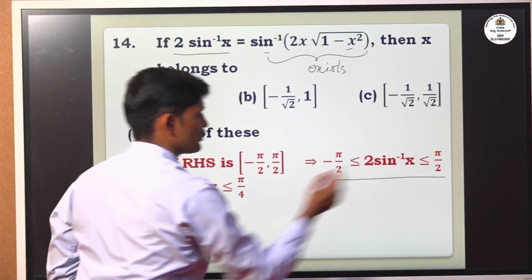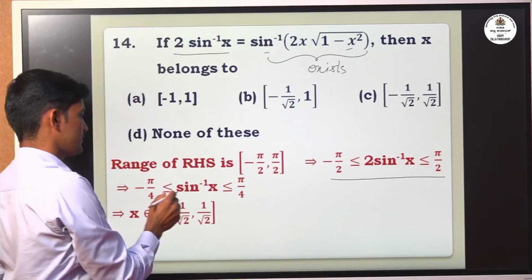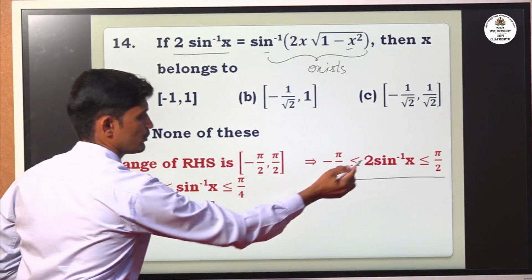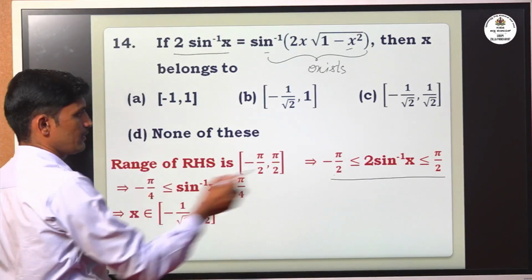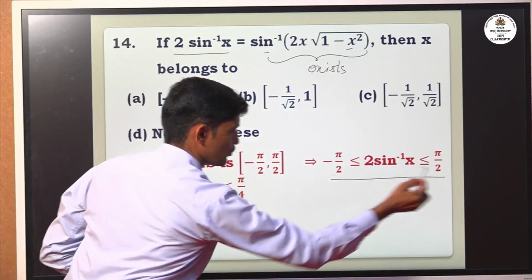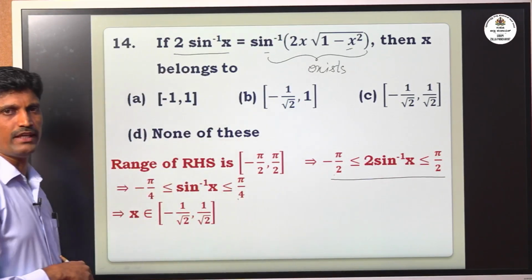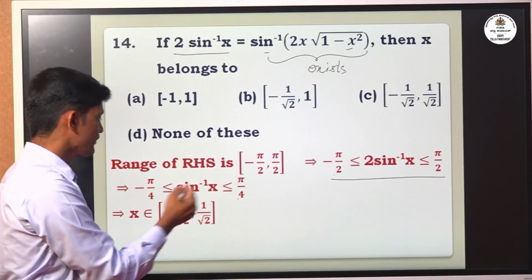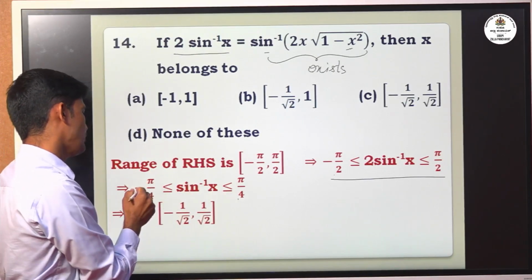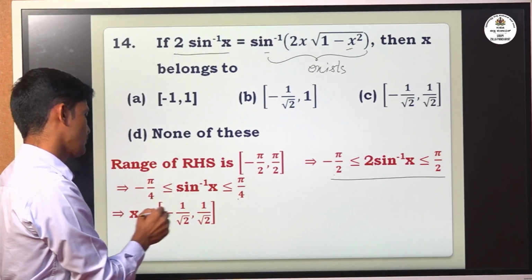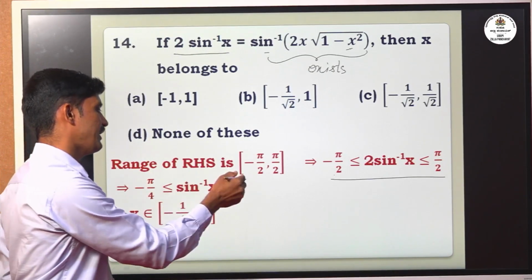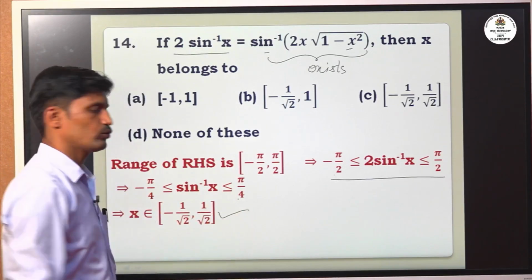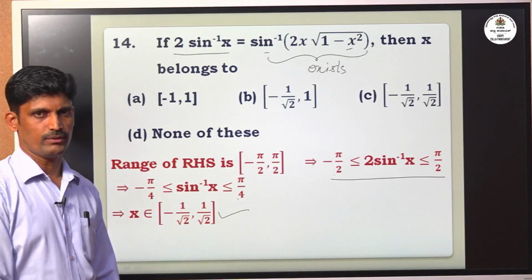Divide this inequality by 2, you will get sin inverse of x greater than or equal to minus pi by 4, and pi by 2 divided by 2 gives pi by 4. So sin inverse of x lies between minus pi by 4 and plus pi by 4. Then what is x? Sin of minus pi by 4 is equal to minus 1 by root 2, and sin of pi by 4 is plus 1 by root 2. The value of x lies between minus 1 by root 2 and plus 1 by root 2.